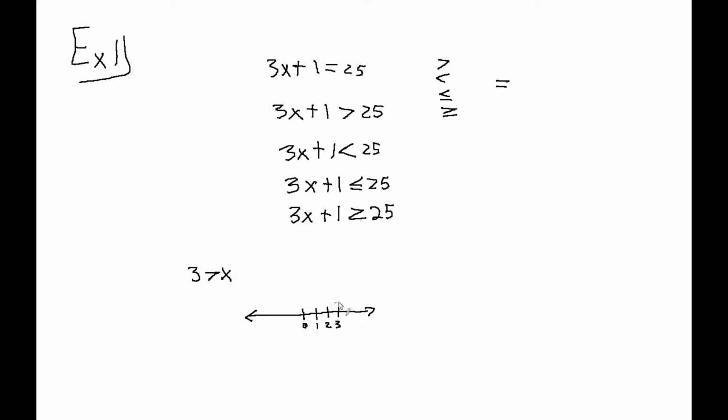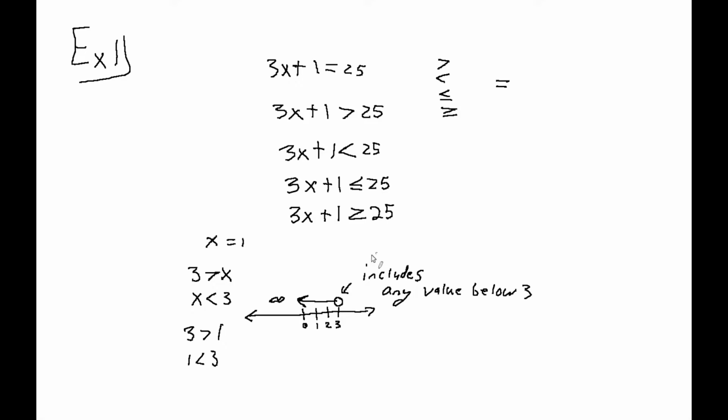So if we say 3 is greater than x, we can write it as this, with an open circle and 3 going to the right, meaning it's greater than 3, but it does not include 3. So we can also write as x is less than 3. All that's saying is it includes any value that's below 3 but does not include 3.